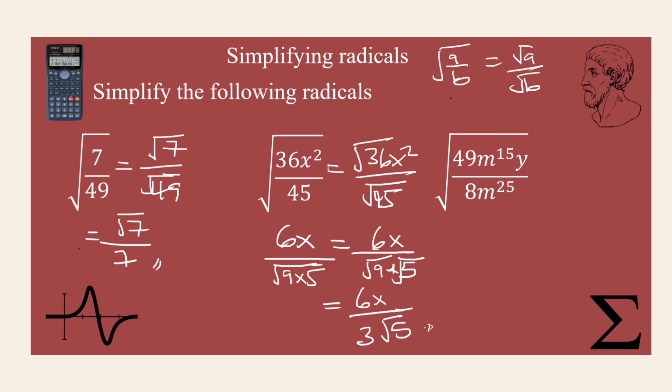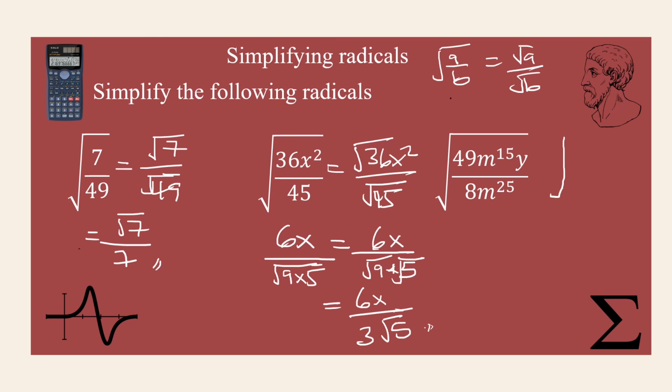Okay, so now let's look at this one. This looks super complicated, but we can do it. Let's try. So we have the square root of 49 times m raised to the power 15 times y, all divided by 8 times m raised to the power 25. Okay, so let's simplify this before we actually apply our radical.